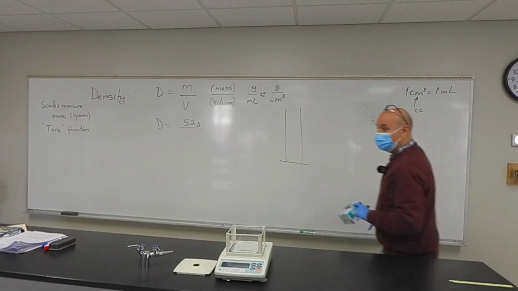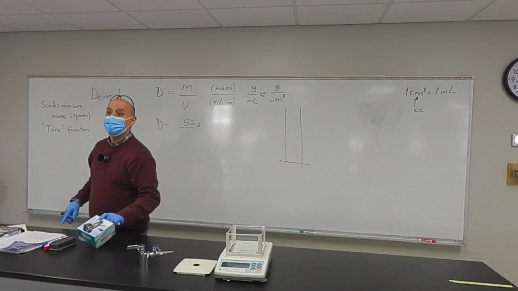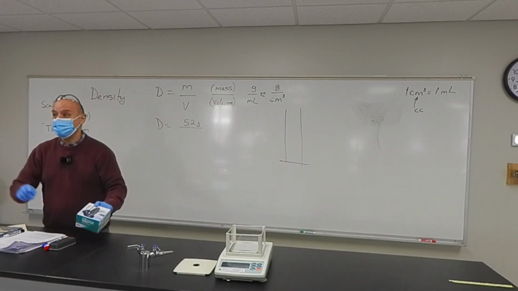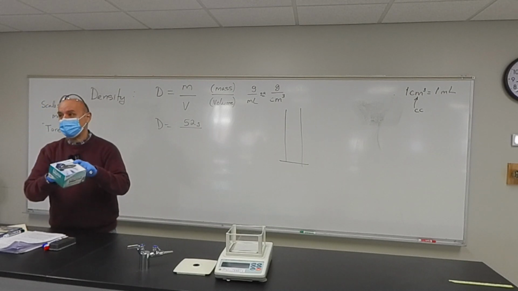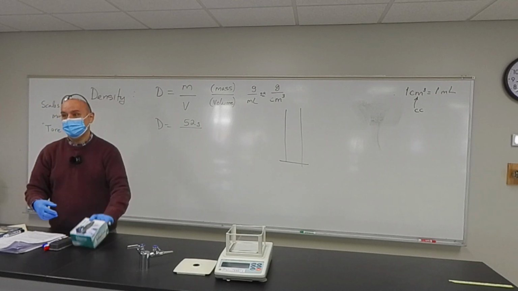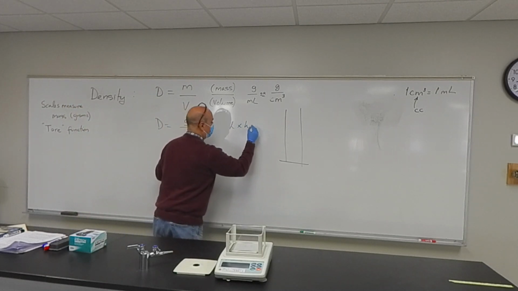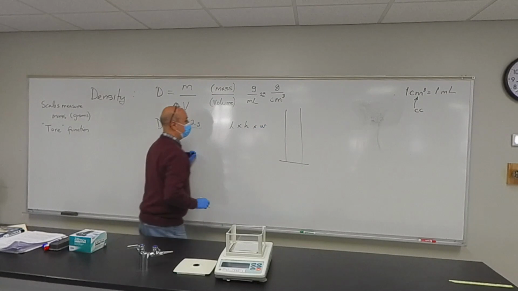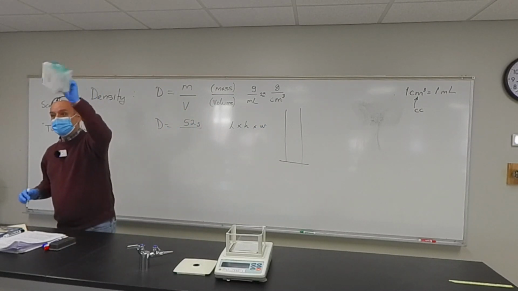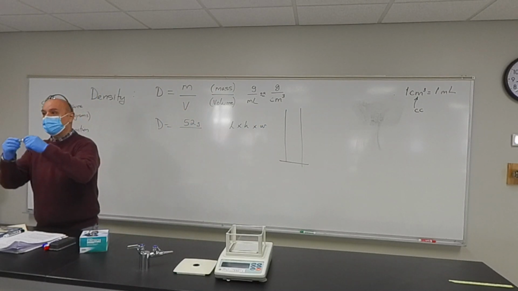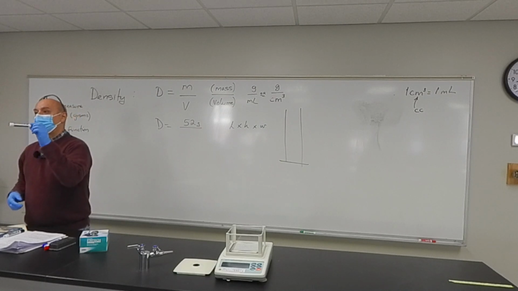If you only measure two things and multiply them, you get the area. If you want the volume, you need to measure three things: the length, the height, and the width. So length times height times width, for a cubic object. But this is not cubic. This is more like a cylinder.